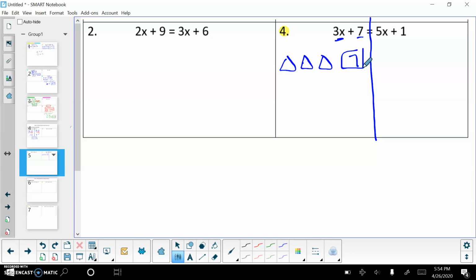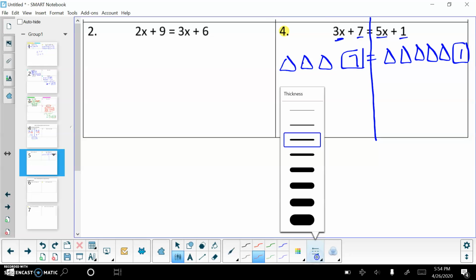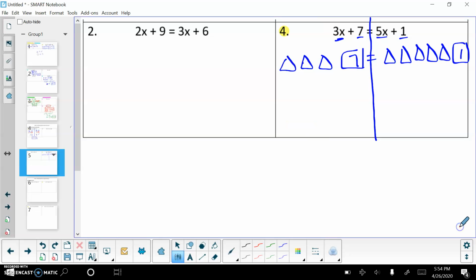On my left side, on my right side, I'm going to do 5 x's, so 1, 2, 3, 4, 5 triangles, and a 1 cube for that one constant. Okay, now again, I'm going to start with triangles. If you've got triangles on both sides, we always start with triangles.